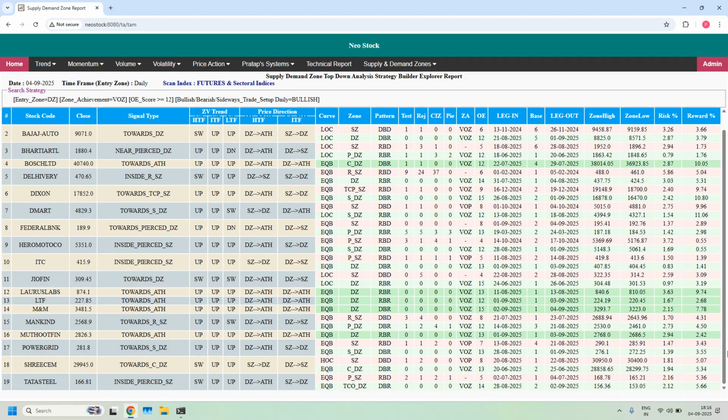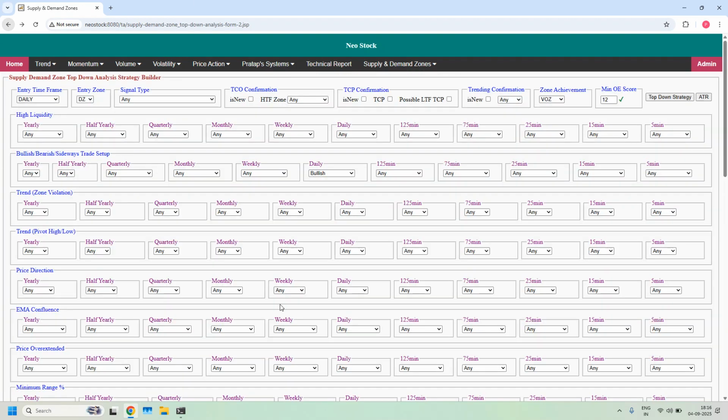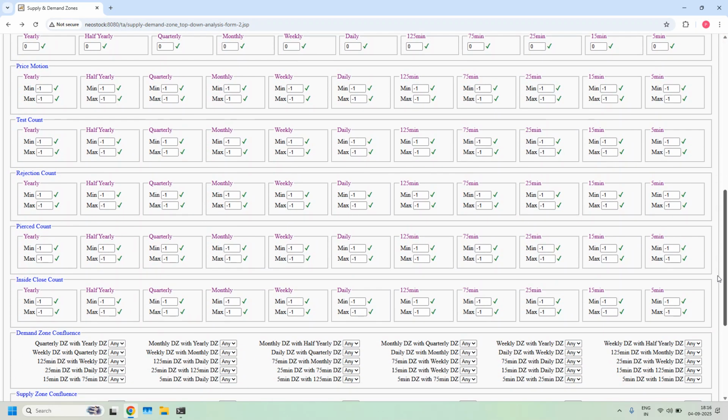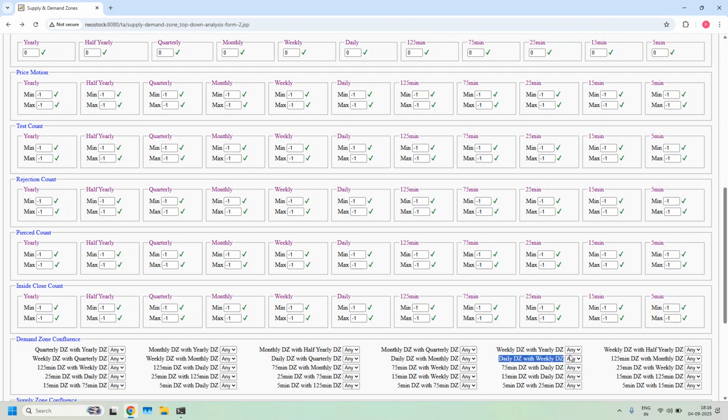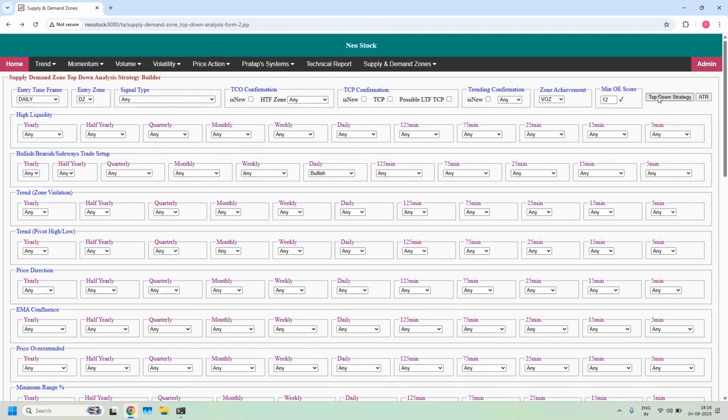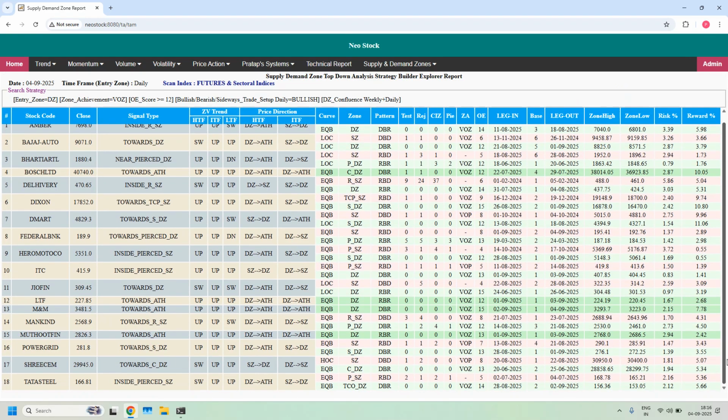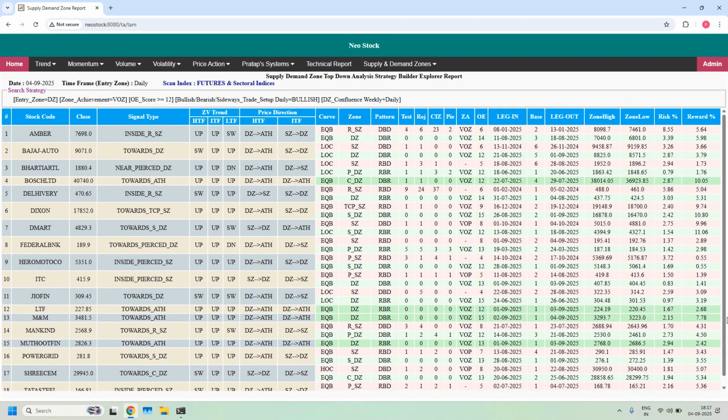Let us identify high probability trade setup for daily demand zones based on different zone confluence, EMA confluence strategies. You learned this in lesson 27. First strategy, LTF, ITF, demand zone confluence. Daily, weekly demand zone confluence filter enabled. We got all 18 stocks. That means all daily demand zones overlapped with weekly demand zone. And weekly trend is uptrend in all the stocks.